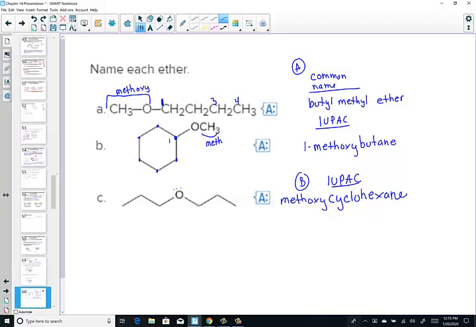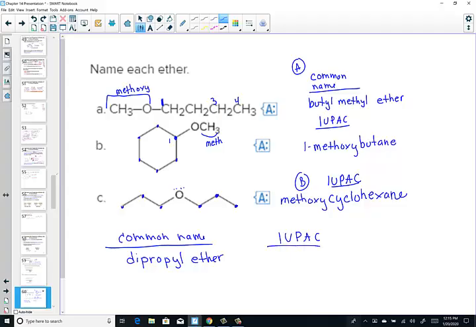Here we have an ether linkage, and this does look simple enough. 1, 2, 3, 1, 2, 3. Yeah, those are identical. So this is simple enough to have a common name. And since they're the same alkyl branch, we'd call that dipropyl ether. It could have an IUPAC name as well.